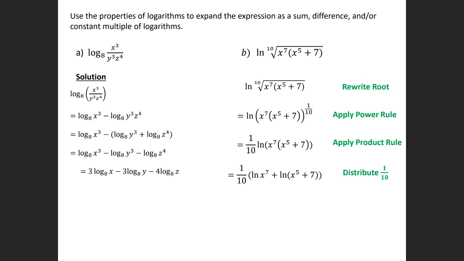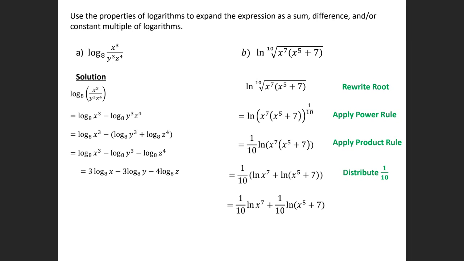What I can do is distribute the 1/10. And I think if you leave the 1/10 outside on the computer for WebAssign, it's not going to mark it wrong. But let's just practice our distribution property. So my final answer is going to be 1/10 times the natural log of x to the 7th power plus 1/10 natural log of x to the 5th plus 7.